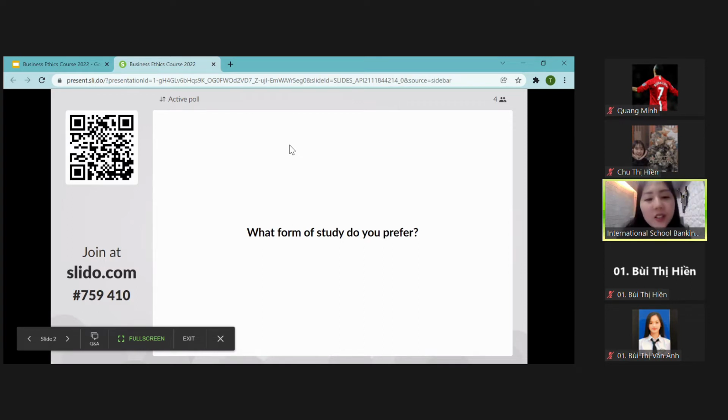The question here is, what form of study do you prefer? And two options are online. Online is what we are doing right now, studying through Zoom. And the second way is offline or on campus. On campus means that we study face-to-face in class.